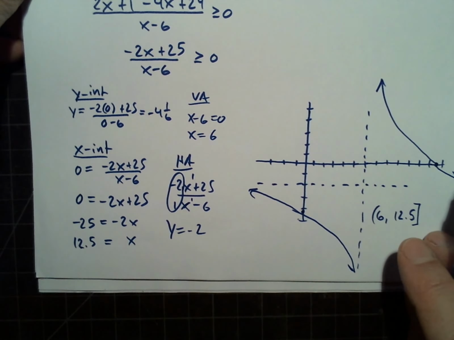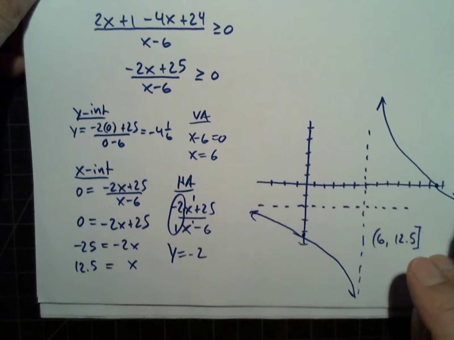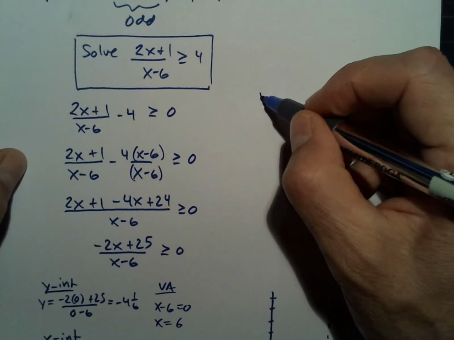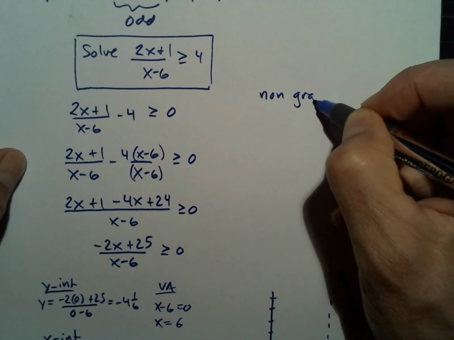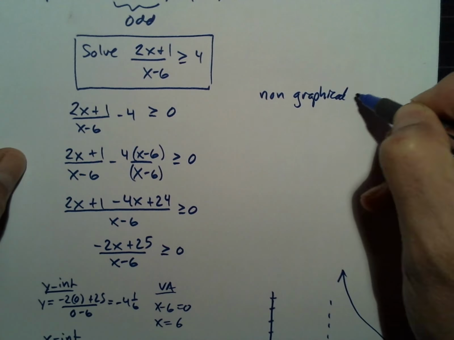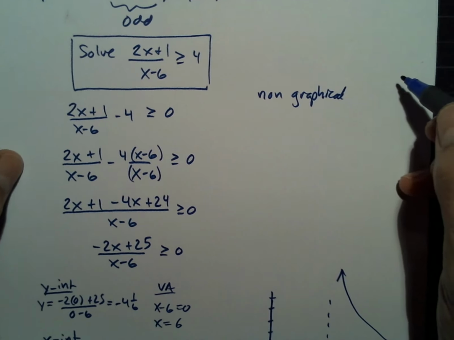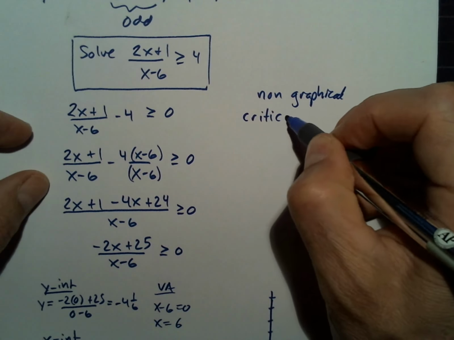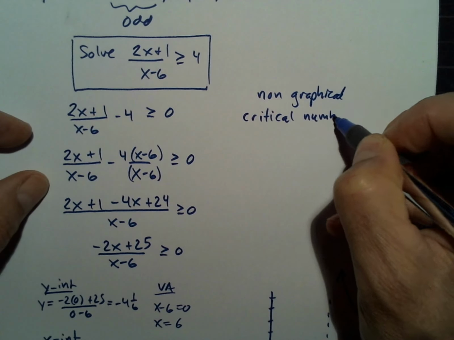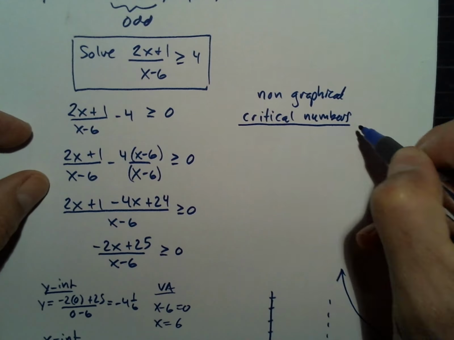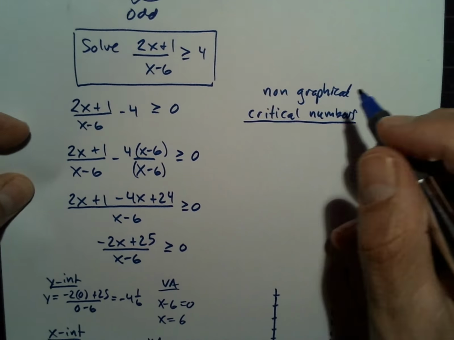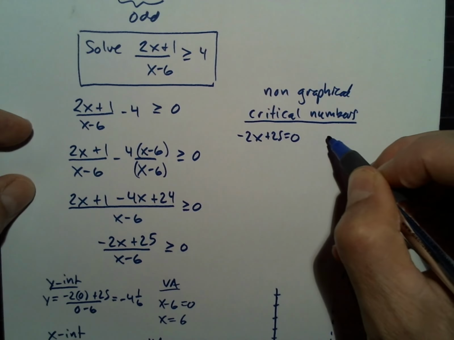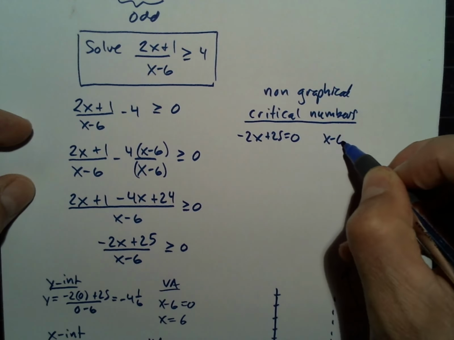Let's take a look at the non-graphic method. It'll be numeric. Here's a vocabulary word. Critical numbers, that's when the numerator is 0 or the denominator is 0.